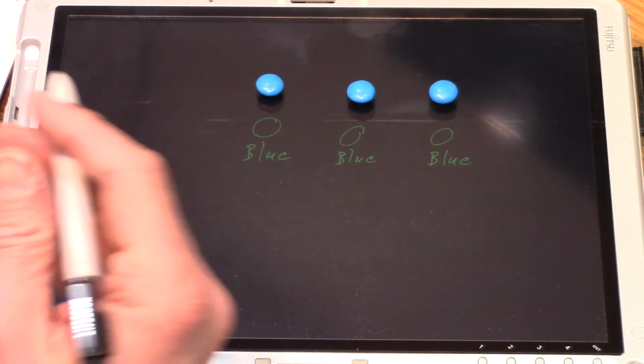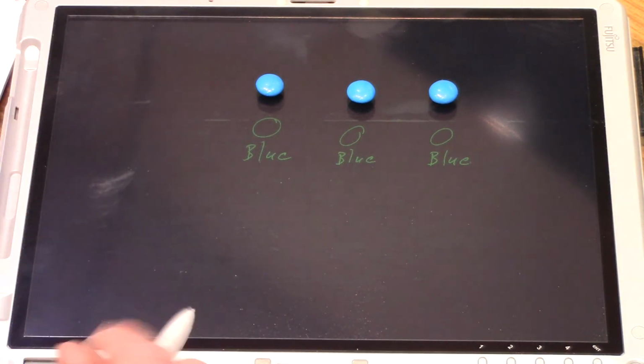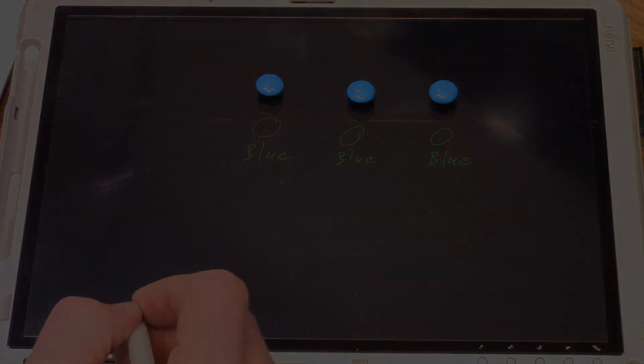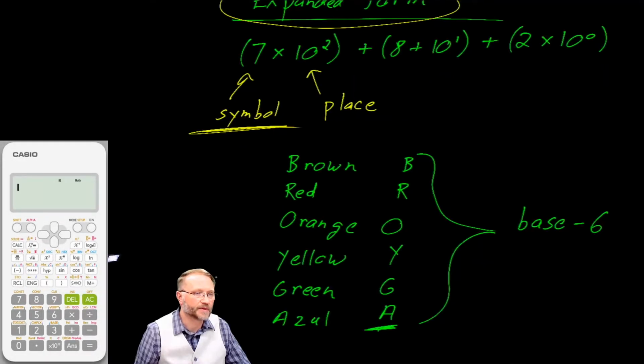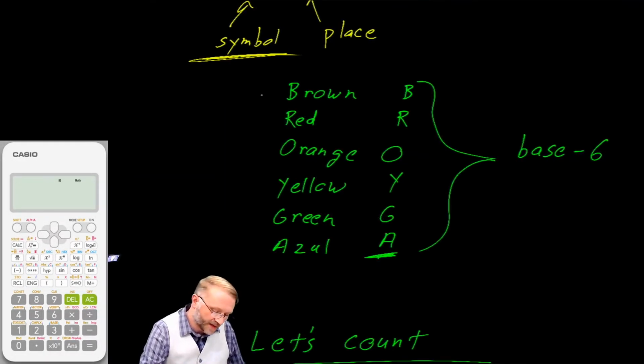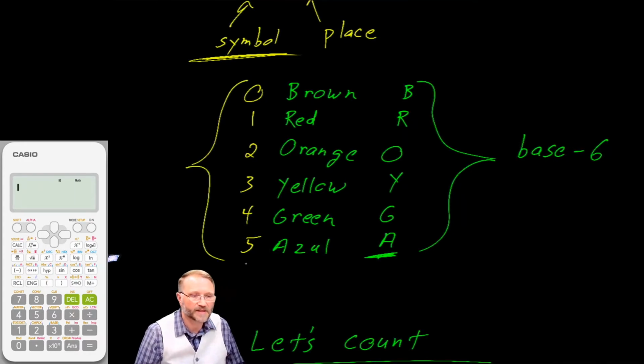Well, remember there were 2 components: a place component and a symbol component. To answer that question, we have to go back to our original table, and we make a statement that brown is 0, red is 1, 2, 3, 4, 5. What we just did is we took our symbols, which were originally colors, and we've given them numbers that are something more familiar to us.